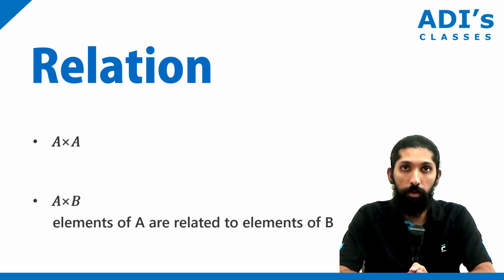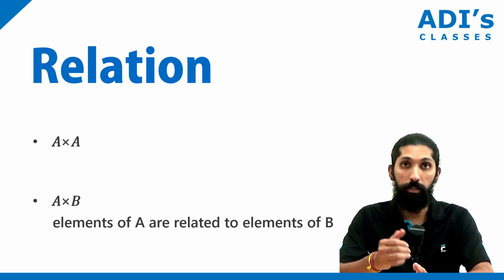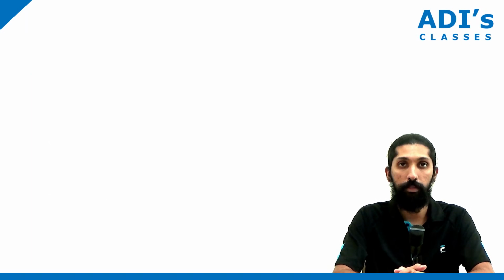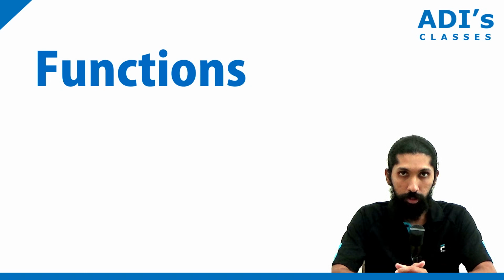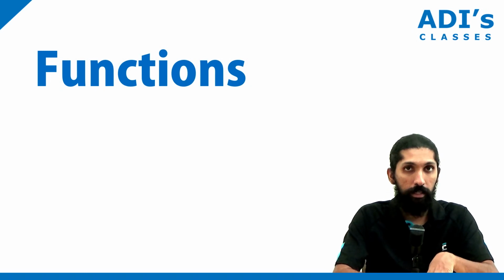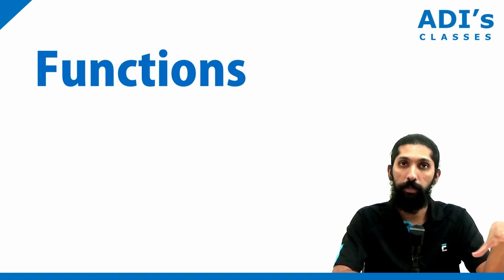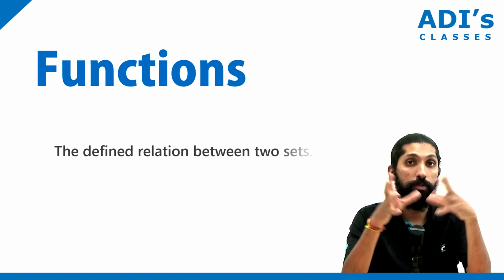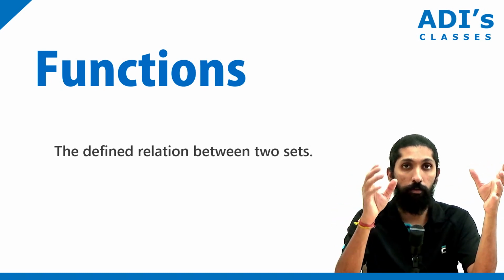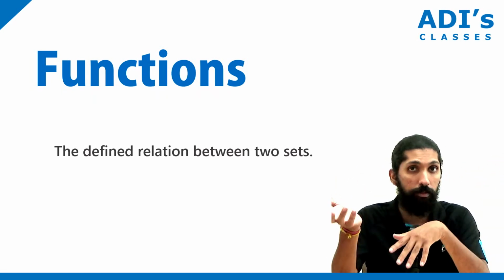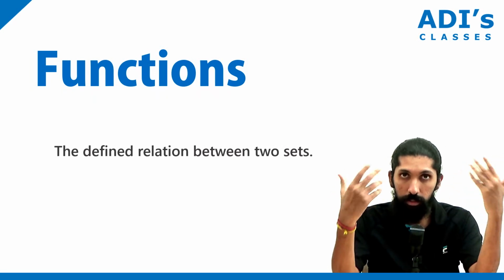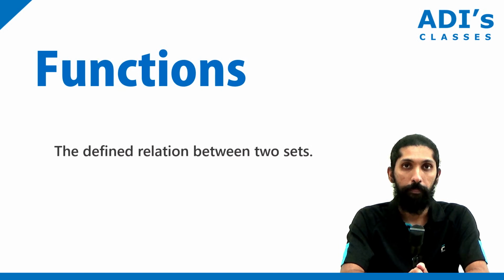Now, once you have studied about relation, the next thing you learned in this chapter is function, correct? Now, when we talk about function, what exactly is a function? Function is basically when you have two sets, the relation which defines some sort of a relation between the two sets. That definition is basically a function, isn't it?